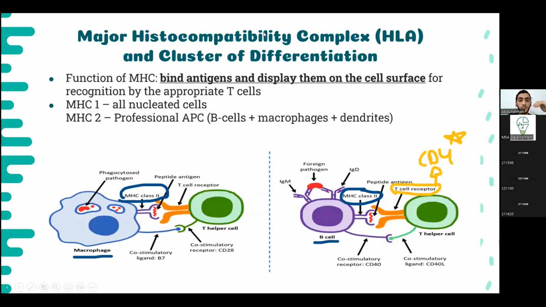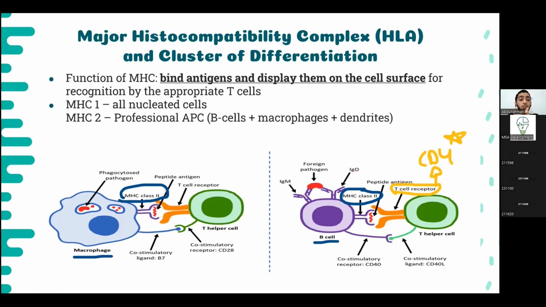Now, another thing that we need to discuss before we go into the lecture is major histocompatibility complexes, or the HLA. We'll talk about them more when we talk about T cells, because we start with B cells, but I'm going to explain them now because they're really important to understand, and they're part of the B cells as well. What is a major histocompatibility complex? It's some type of receptor that is placed on top of the cell. What it does is take an antigen and put it on top of the cell.